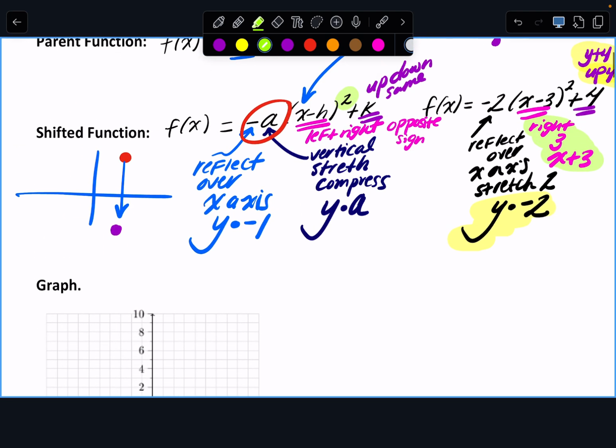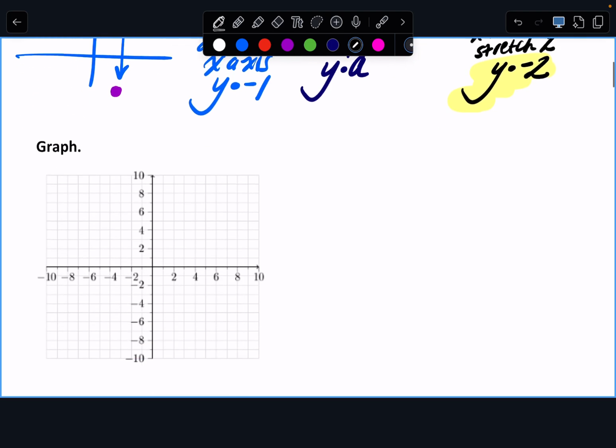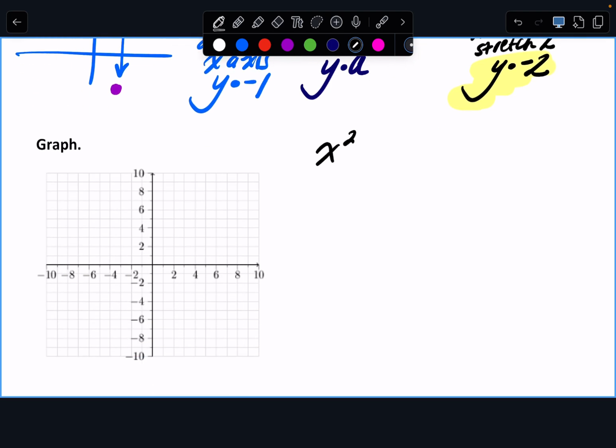Okay, so let's graph it. So this is how you do it. This is how you graph transformations. Are there other ways to graph? Yes, and you won't get points unless you do it this way. So you're going to go like this. You're going to write down x squared's parent function.